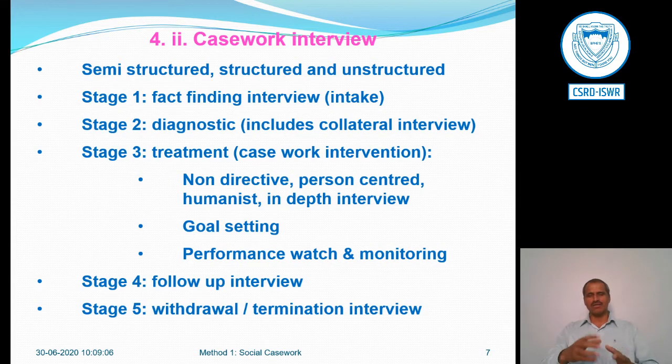The counselor or the caseworker remains as a reality check, probes, asks questions. However, the client is free. It is a kind of free sharing. Sharing all the information, sometimes emotional expression. So whatever the client wants to share, it's open, totally free sharing by the client.